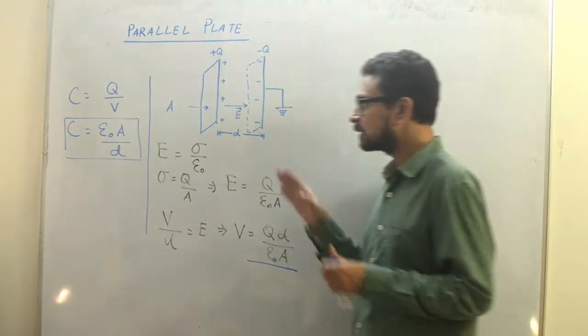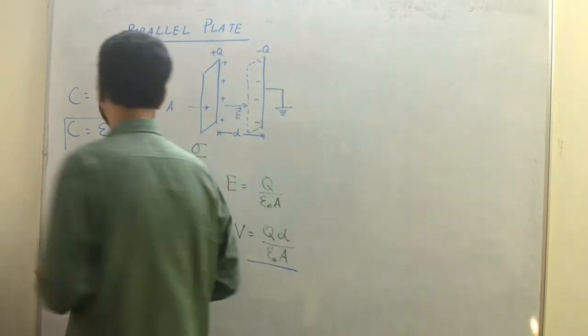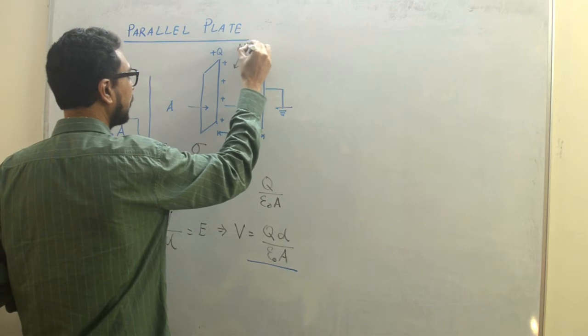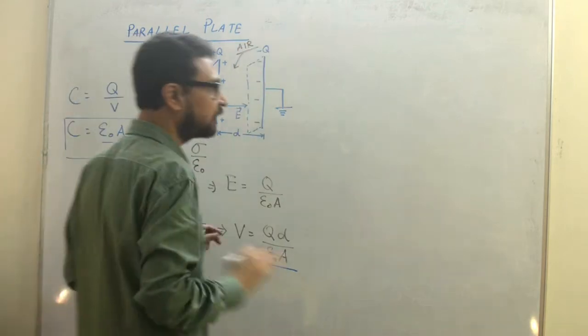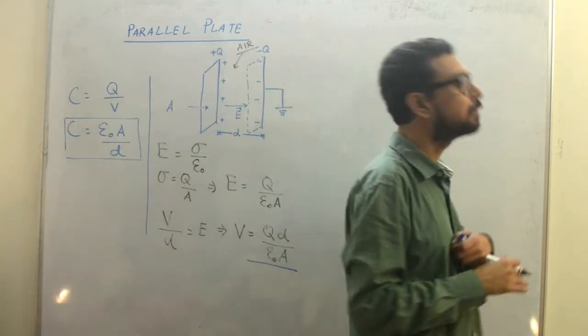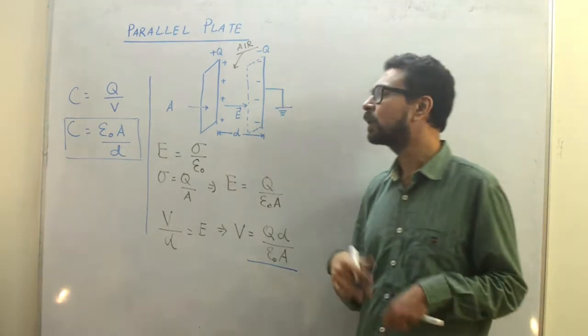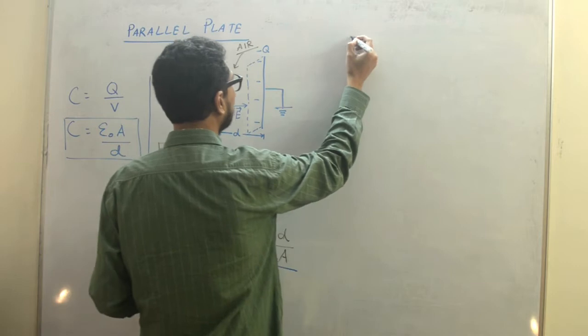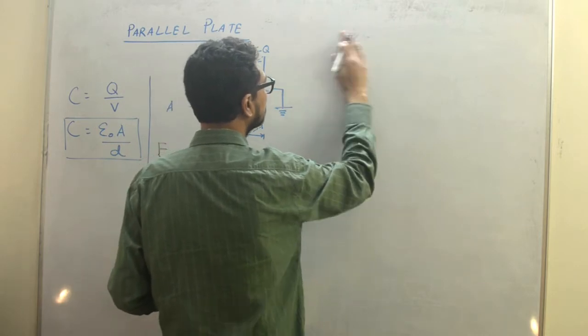Now, this is purely an air capacitor. That means the medium here is air or free space. Epsilon naught means free space. Very good. But what happens if we have a dielectric? Some kind of dielectric is inserted.